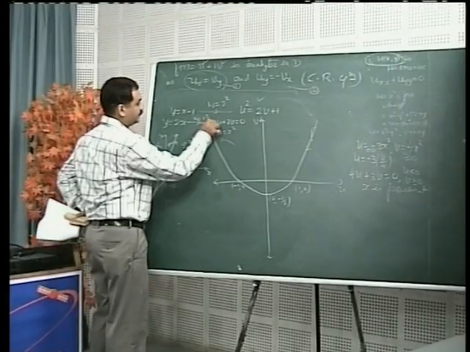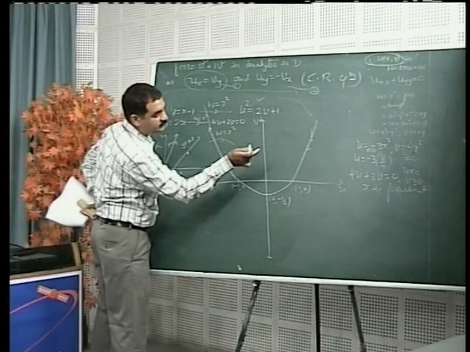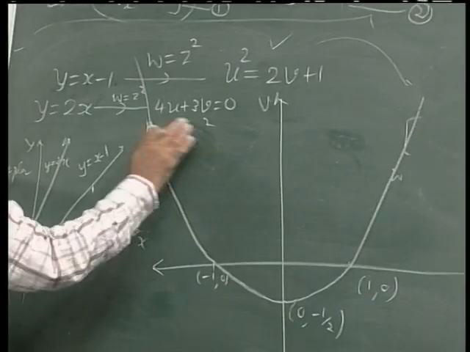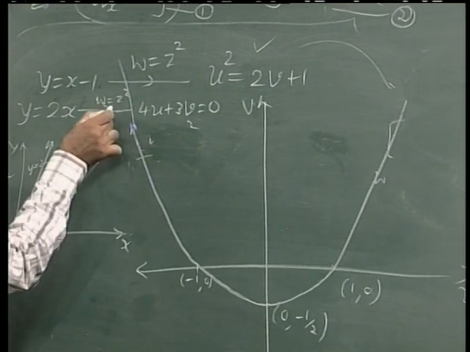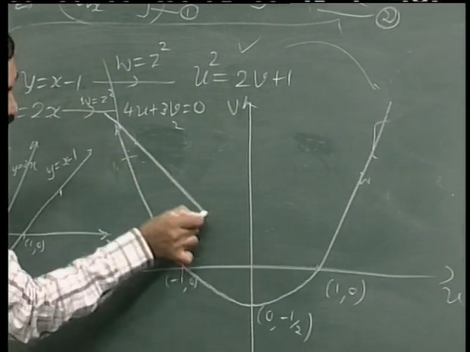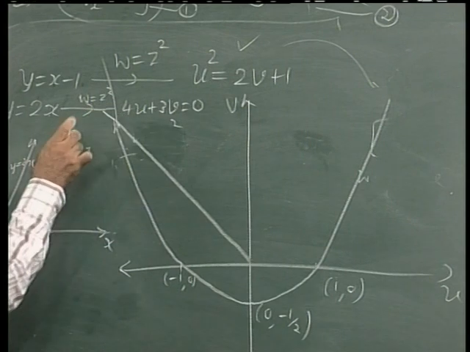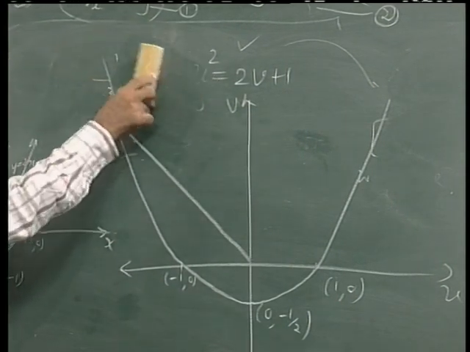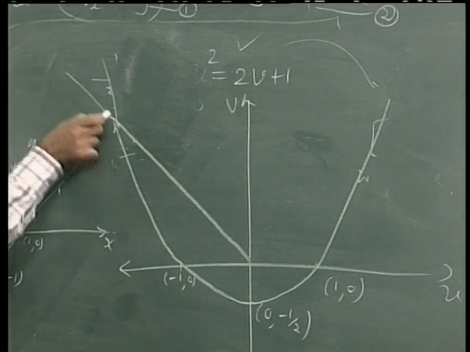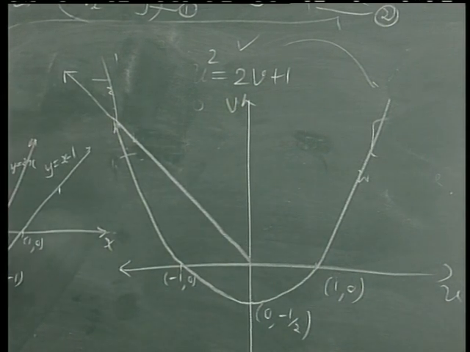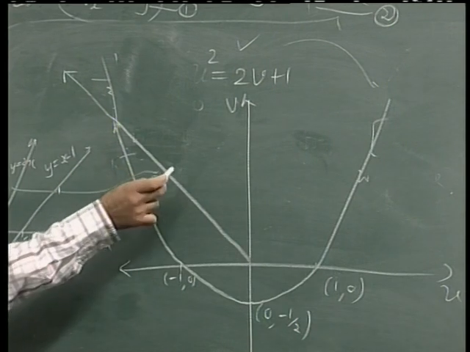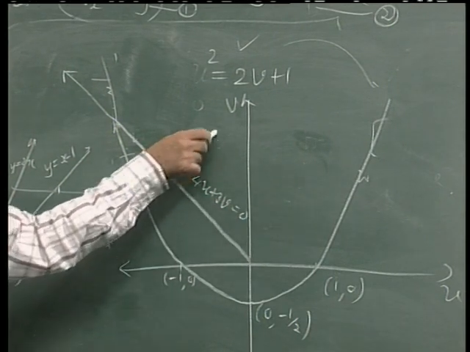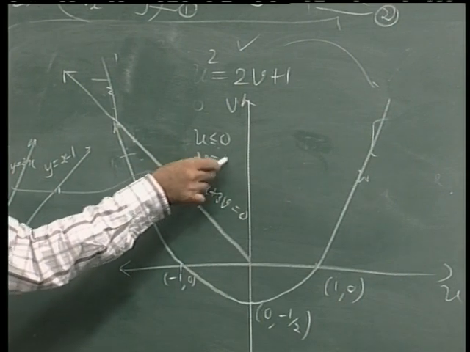So it is a ray in which quadrant? u is negative, v is positive. So second quadrant. This is w is z square, that we all know. This is the ray. So its image is a ray. This is 4u plus 3v is 0. u is negative, v is positive.